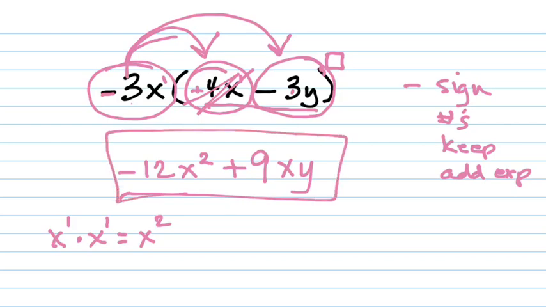So watch those signs. Now that I've got it all multiplied out together, can I combine the negative 12x squareds and positive 9xy's? No. Absolutely not. Okay. Pay attention here.